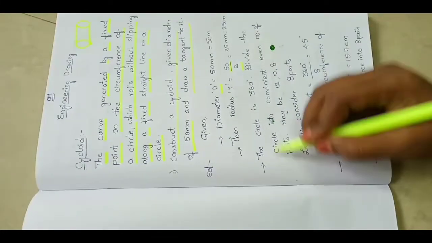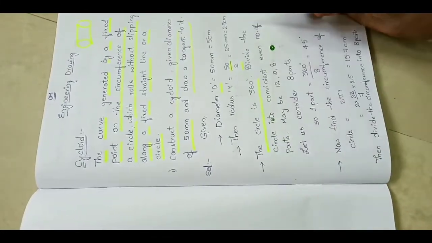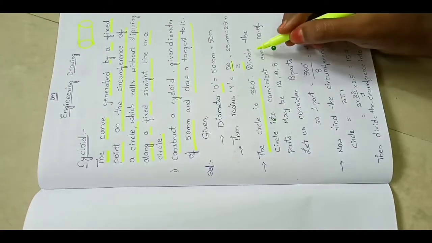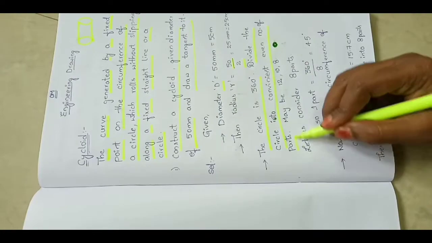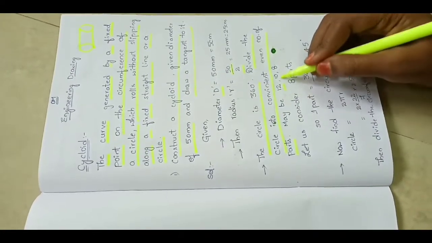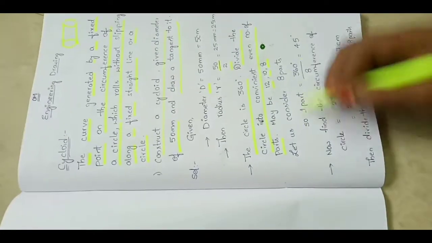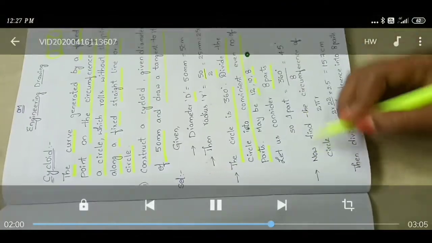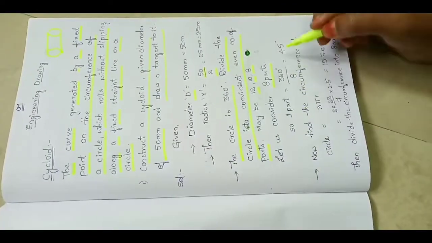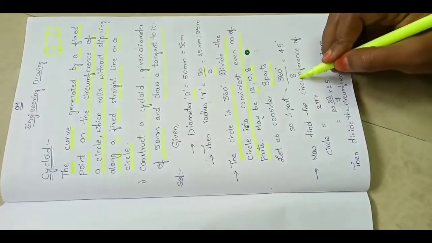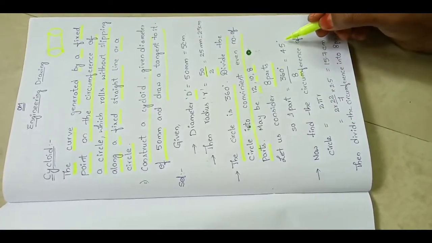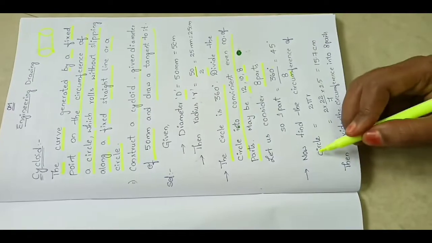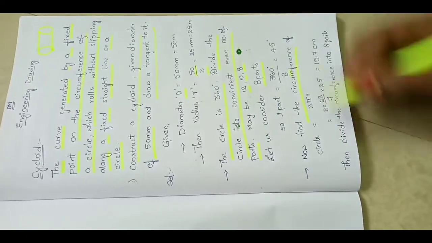So the circle is 360 degrees. Now we have to divide the circle into any convenient even number of parts, maybe 12 or 10 or 8. Let us consider 8 parts. So one part is equal to 360 degrees divided by 8, which gives 45 degrees.